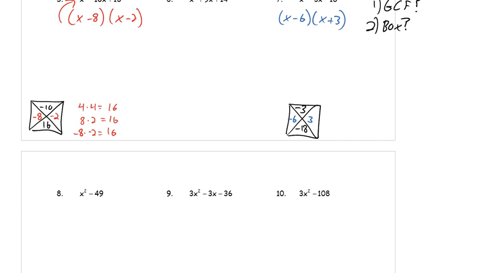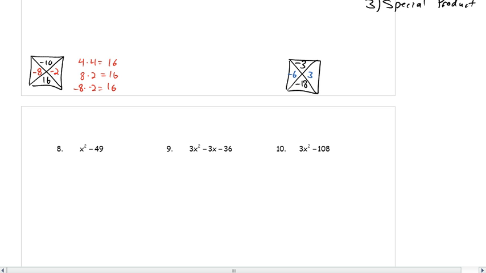If we look at number 8, okay. In number 8, this one should immediately pop out to you as something that looks a little bit different. There's not a GCF. This is not a box problem because it's not a trinomial. It is, however, a special product. Okay, there were a couple different special products. So what you need to do is think about it. If you wanted to, you could rewrite this as x squared plus 0x minus 49 and do a box problem if you really wanted to and make it 0 and negative 49. Okay, what two numbers cancel out to give us 0? Well, 7 and negative 7.